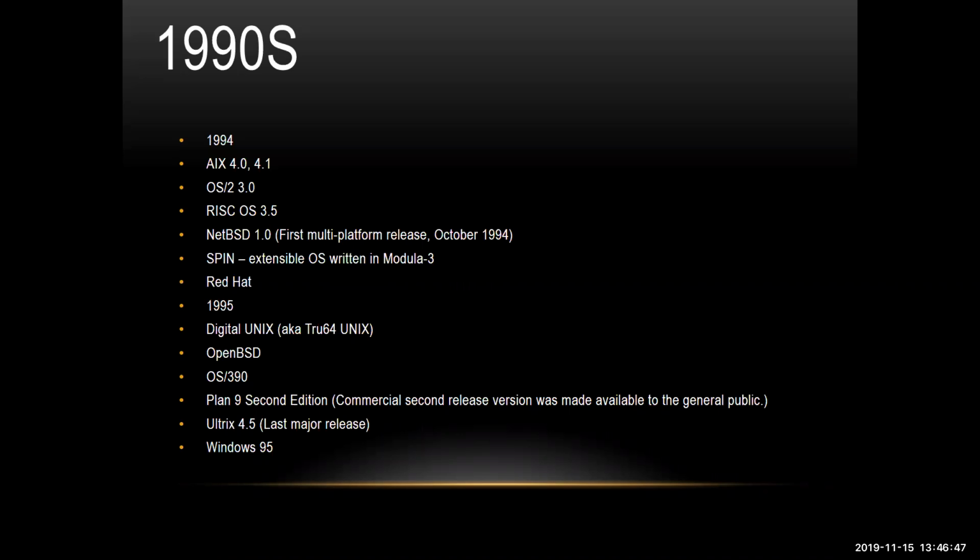We also had Red Hat Linux during 1994, but then it was discontinued in 2004. And then 1995, we had Digital Unix, also known as True64 Unix. We also had OpenBSD, OS/390, and then Plan 9 second edition. We also had Ultrix 4.5. It's the last major release. And lastly, Windows 95.